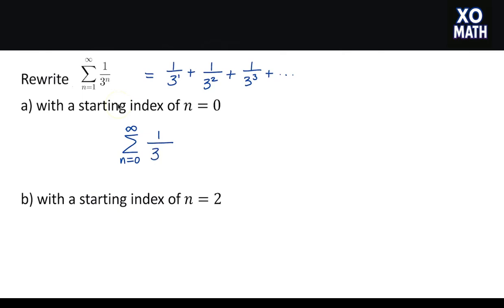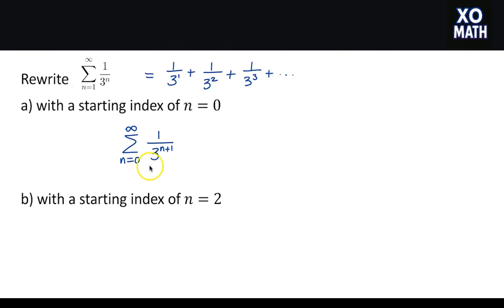So right now it's 3 to the n. And so we know we can't leave it like that, because if we substitute in 0, we'd get 3 to the 0, which is 1, and the first term needs to be 1/3. So we need the first exponent of 3 to be a 1, not a 0. So what I'm going to do to the n is add a 1, 3 to the n plus 1.